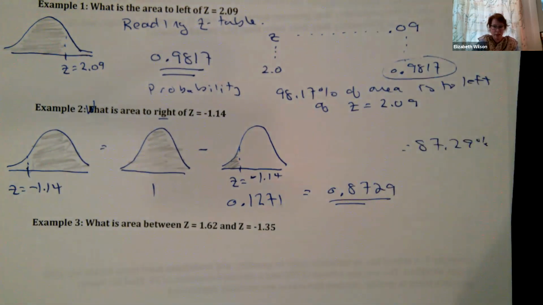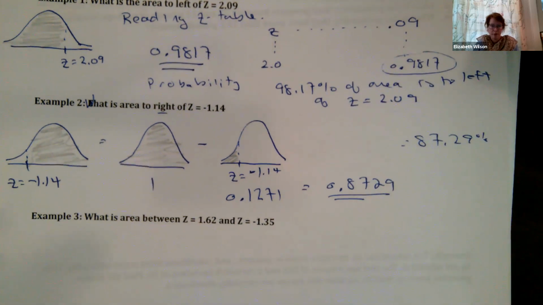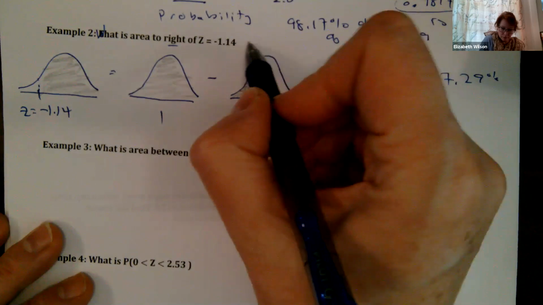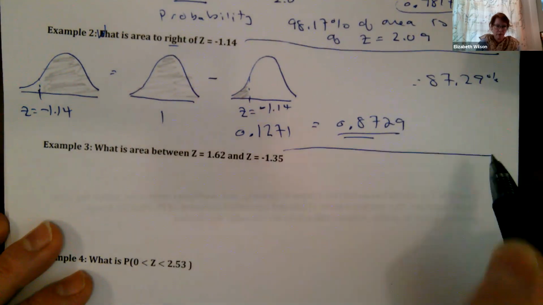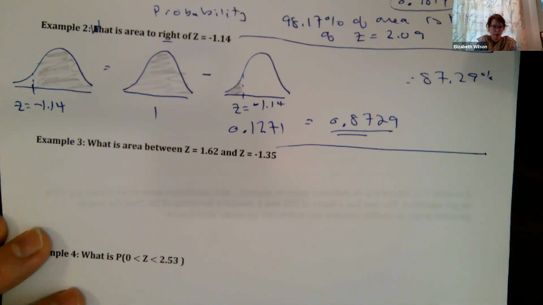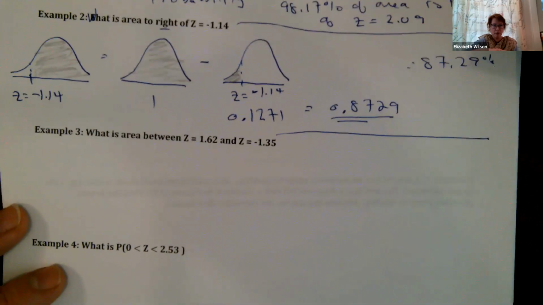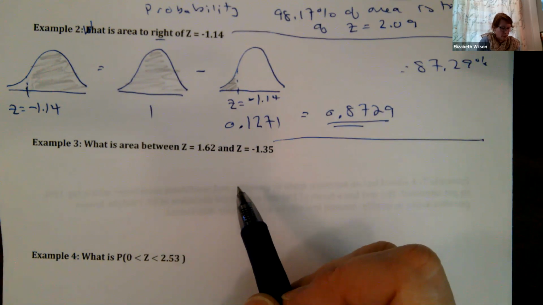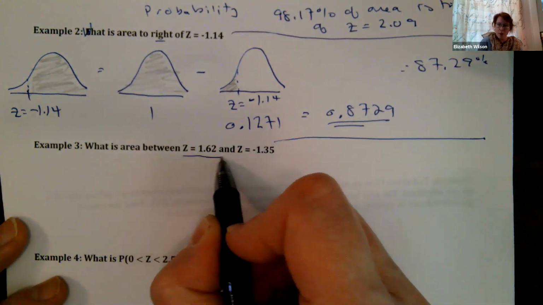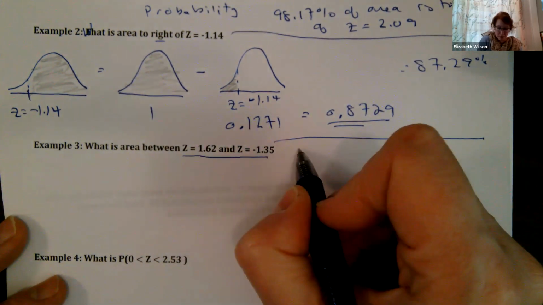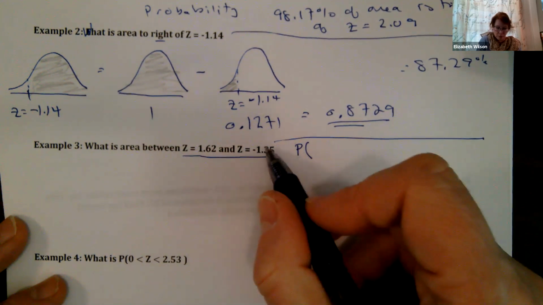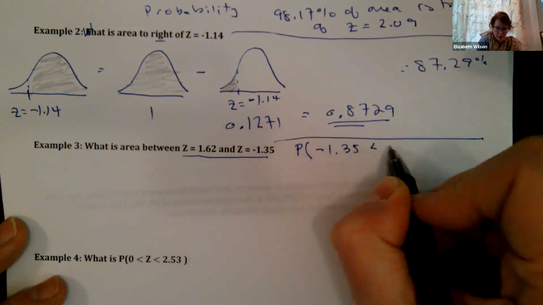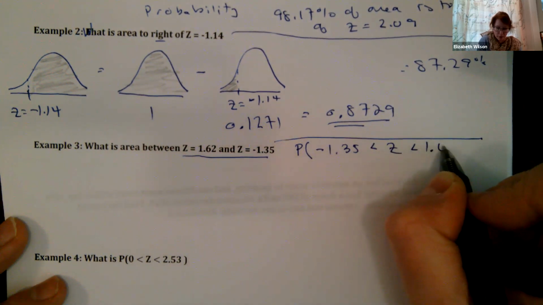Okay, all right, so let's do a between. What's the area between z equals minus 1.35 and z equals 1.62? How we also write this is: what's the probability that z is between these two values? Minus 1.35 is less than z, which is less than 1.62.